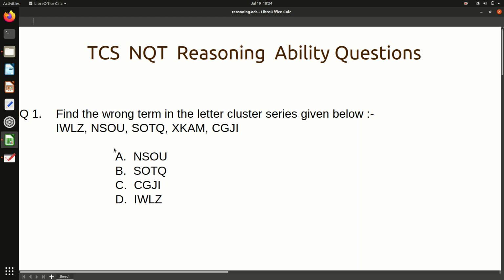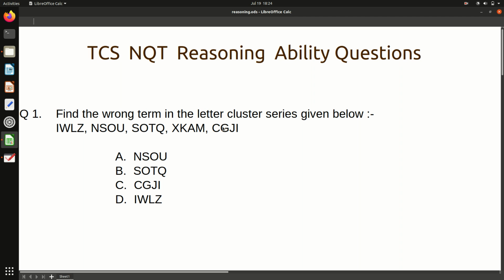Okay, so the question is, find the wrong term in the letter cluster series given below. So we have 5 letter clusters: this is one cluster, 2, 3, 4, 5. And out of these 5, one is wrong.